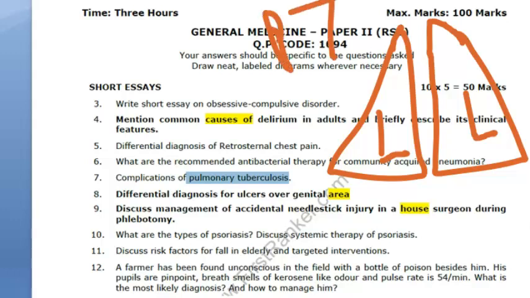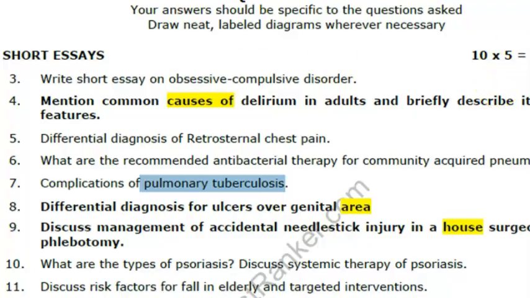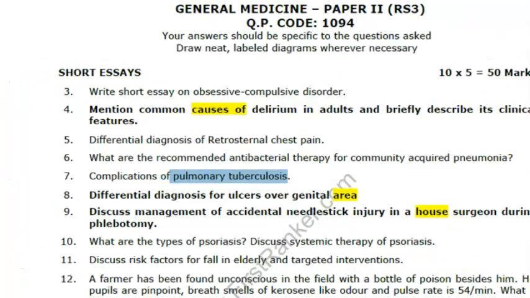Because of this, what can happen? What are the complications of pulmonary tuberculosis? They've asked for 5 marks. So you must understand here, don't land up writing Pott's spine, meningitis and all that. They are asking pulmonary tuberculosis complications. According to the textbook, these are the complications which you will write in the exam.